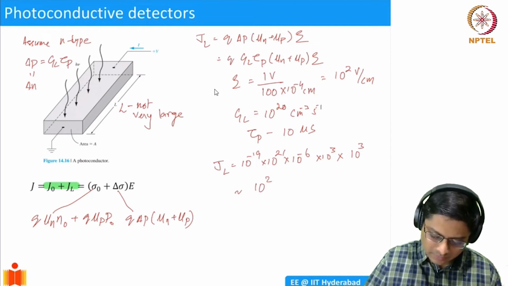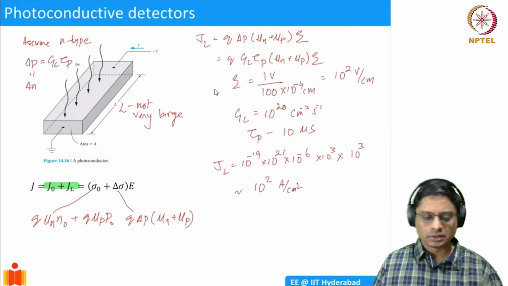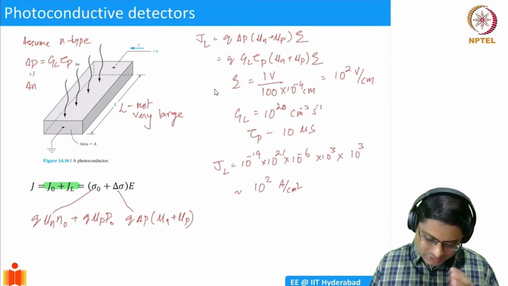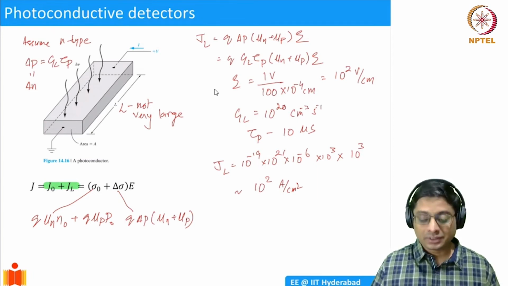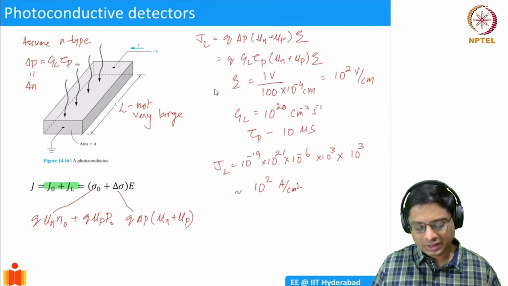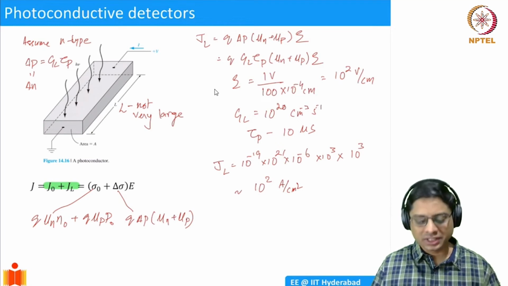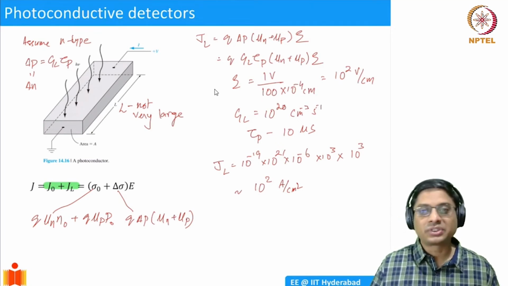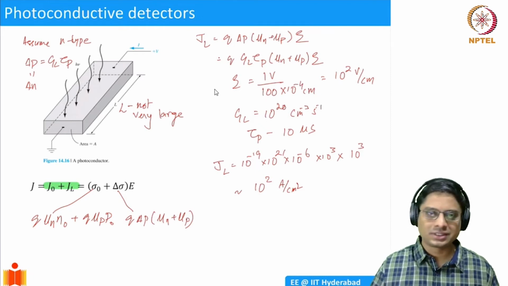Right? Amps per centimeter square. Okay. Well, this is kind of the range that you'll expect. What you need to realize is this is much more significant. Of course, if you design this optimally, choose the length to be small, and you have a large amount of light incident, then you can get large currents. This is much, much stronger than the reverse saturation current that you'd have seen in the PN junctions.